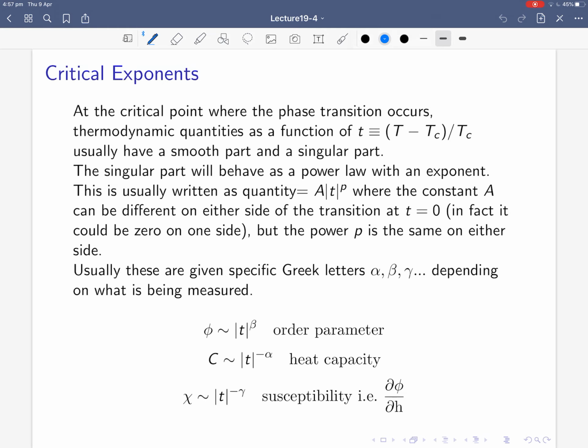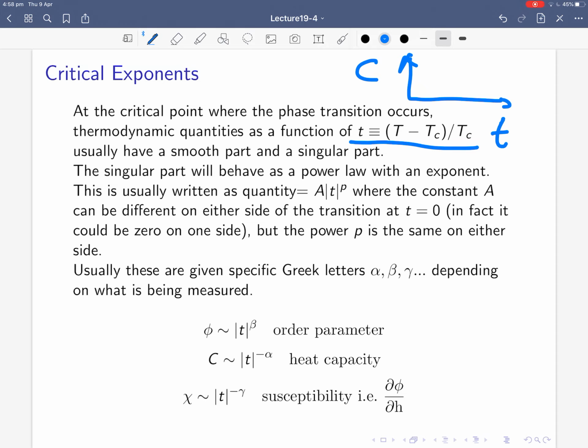Right, so if you look at a critical point where you've got a phase transition, you look at the thermodynamic quantities as a function of temperature, and we're going to define this reduced temperature, T minus Tc over Tc, where Tc is the critical temperature and T is the temperature. If you look at them, what you normally find is there's a smooth part and a singular part.